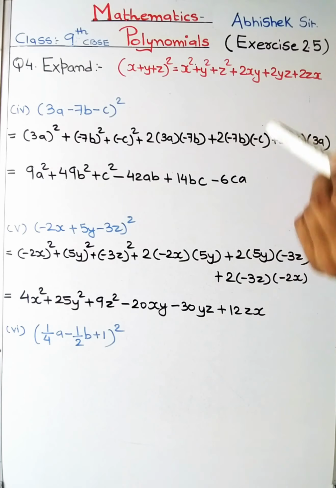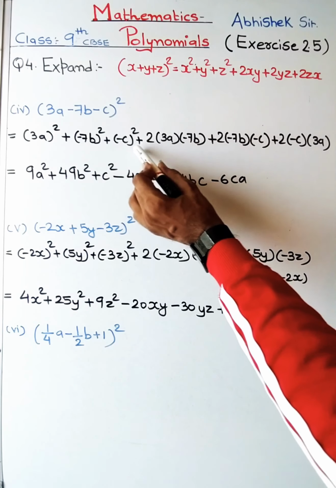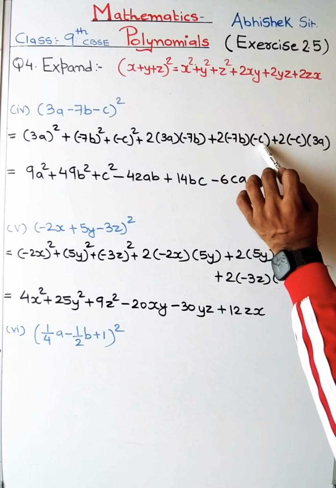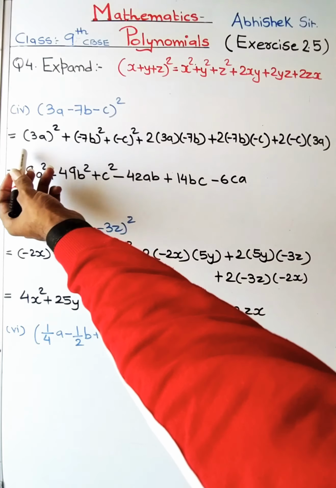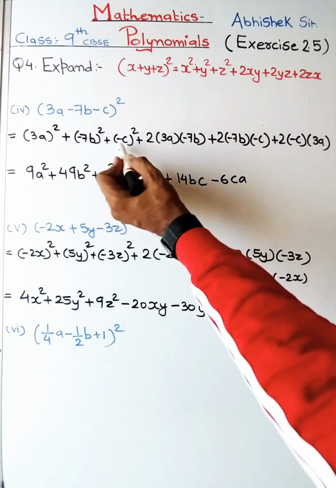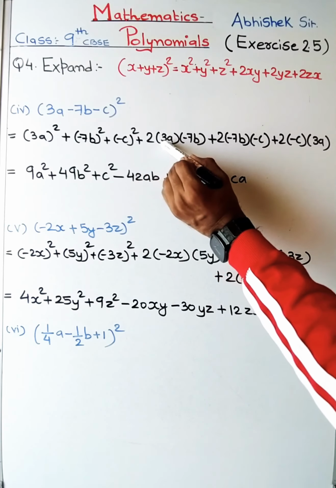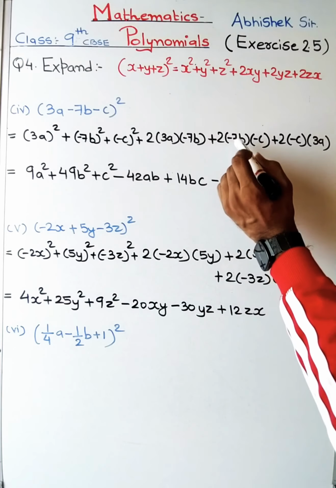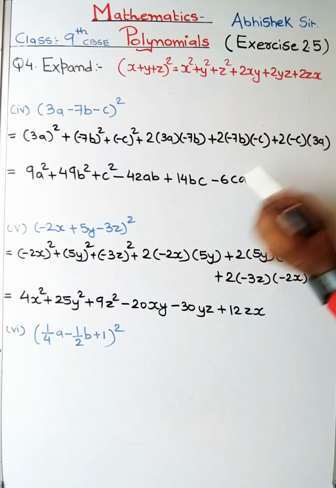Let us quickly see that solution. First term square, second term square, third term square plus 2 into first term second term plus 2 into second term third term plus 2 into third term and first term. Clear? Solution of this 3a square is 9a square, minus 7b square becomes 49b square, minus c square becomes plus c square. Clear? 2 into 3, 6, 7 are 42, minus sign is there, and ab. Same way, minus minus plus, 2 7s are 14 bc. Here 2 3s are 6 minus ca.